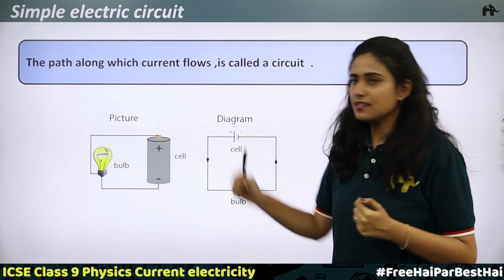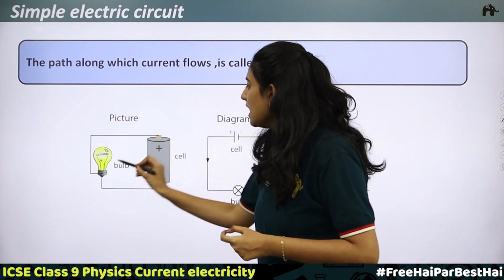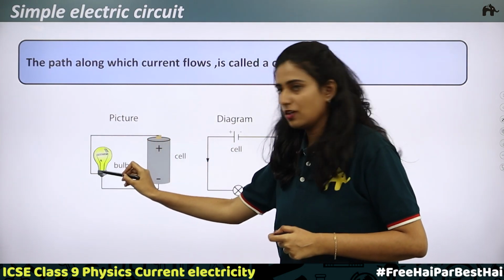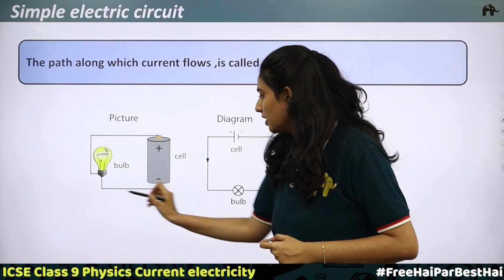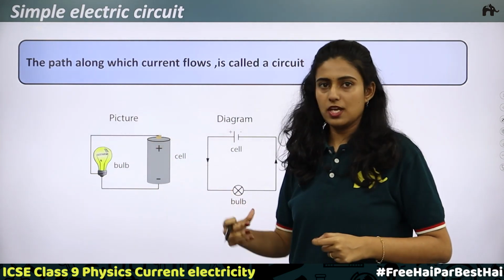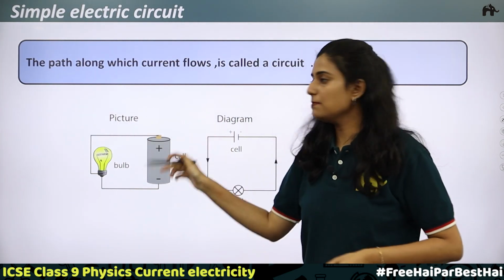So here you can see this is a circuit. It contains only a cell and a bulb. There is a cell, with the positive terminal connected to one end of the bulb. The other end is connected to the negative terminal. Only this much is there. When this connection is made, the bulb glows. When the connection wires are removed, the bulb does not glow.